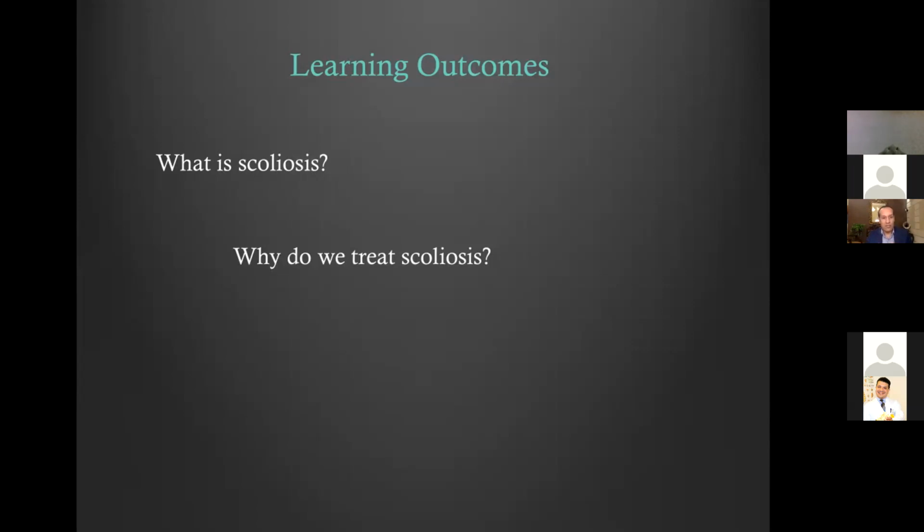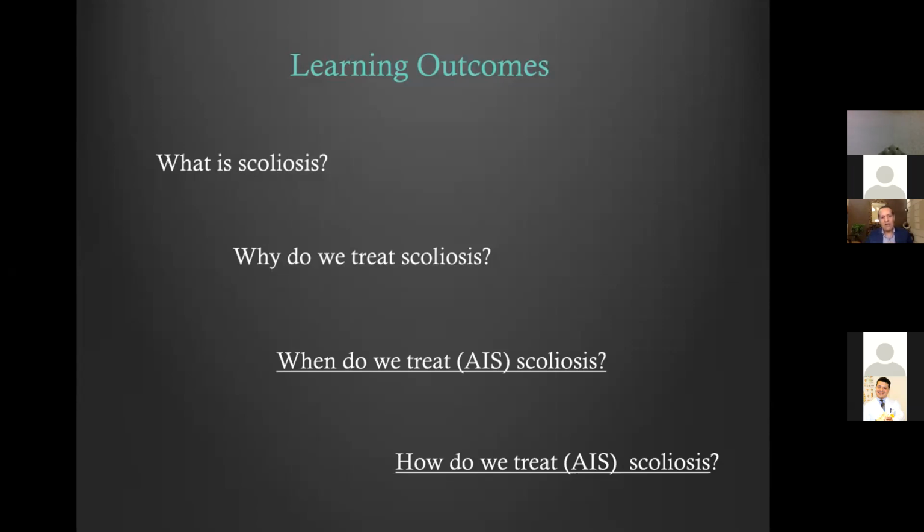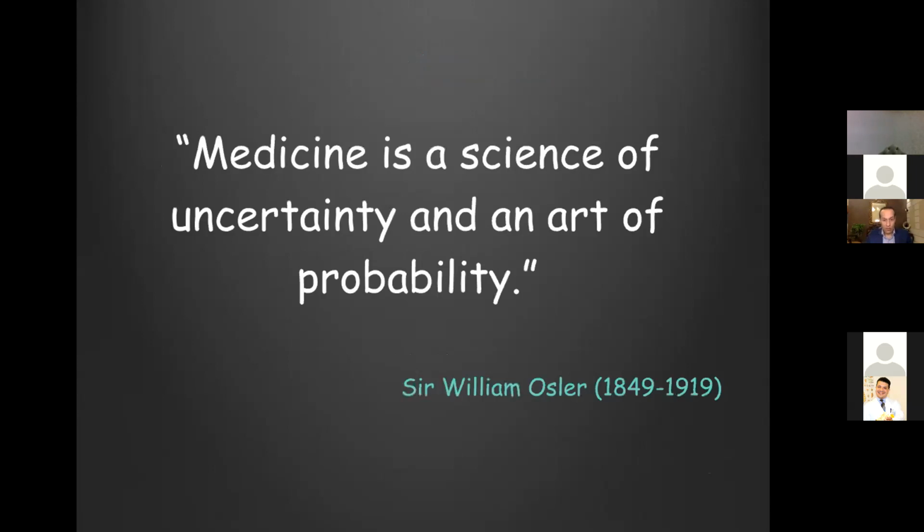The first two questions, what is scoliosis and deformity in general, and why do we treat scoliosis, were covered nicely by the comprehensive lecture of Dr. Mohammed Armouti. I would like to thank him. And I will answer the other two questions about when do we treat adolescent idiopathic scoliosis, and how do we treat it. Why are we just talking about adolescent idiopathic scoliosis? As Dr. Mohammed said, it is the most common type of scoliosis, about 80% of cases. That's why we are talking about adolescent idiopathic scoliosis.